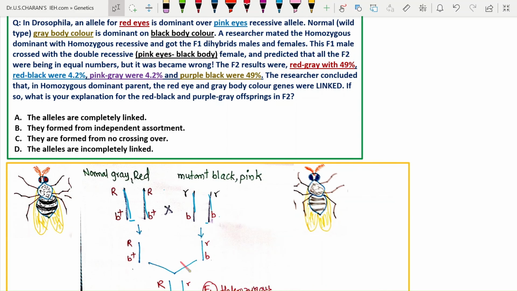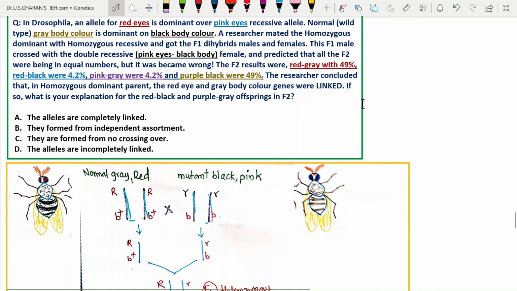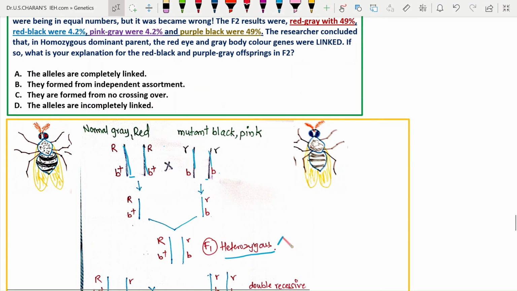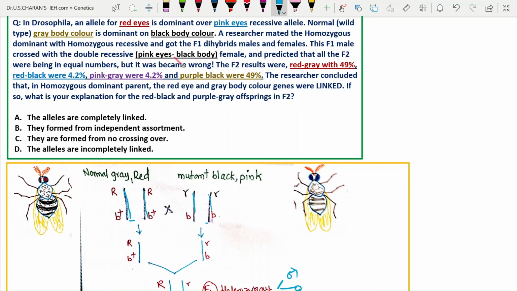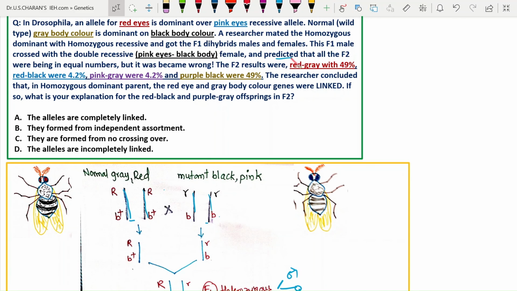These two are crossed and the researcher got the F1 generation, heterozygous or dihybrid. F1 dihybrid males and females. In this heterozygous generation, some are male and some are female. This F1 male is crossed with the double recessive parent. This is the test cross. The researcher wants to know the genes located on the F1 dihybrid. The researcher predicted that all the F2 would be in equal numbers.